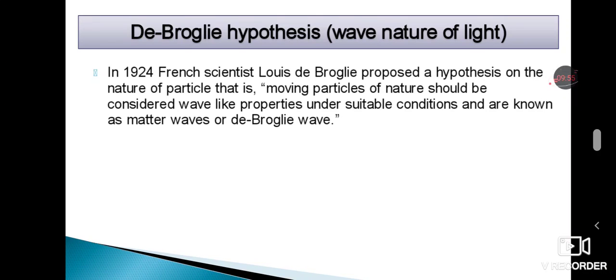So in 1924, French scientist Louis de Broglie proposed a hypothesis based on the wave nature of the particle, that is, a moving particle of nature should be considered as having wave-like properties under suitable conditions, and they are known as matter waves or de Broglie waves. So according to de Broglie, all moving particles will move in the form of a wave itself. Therefore they hold good the condition for wave nature itself, and he called them matter waves, or we call it a de Broglie wave.